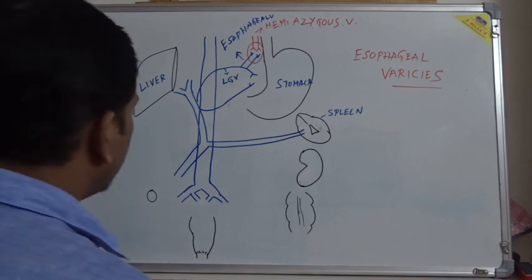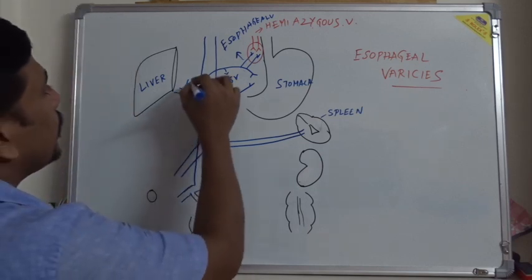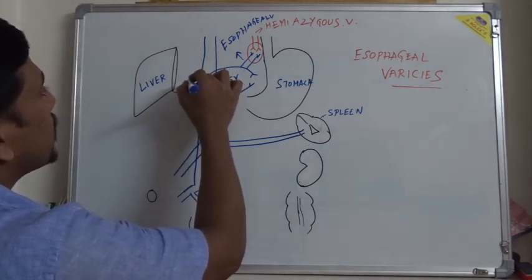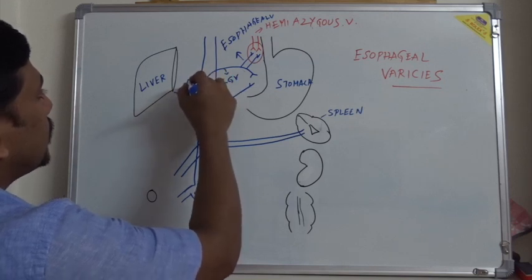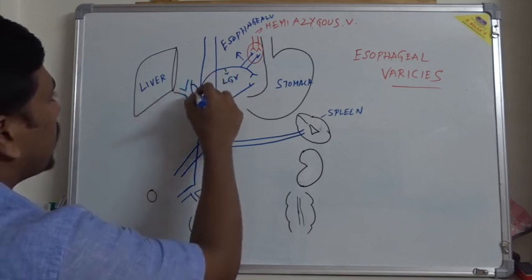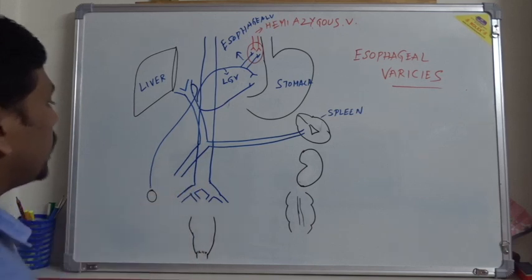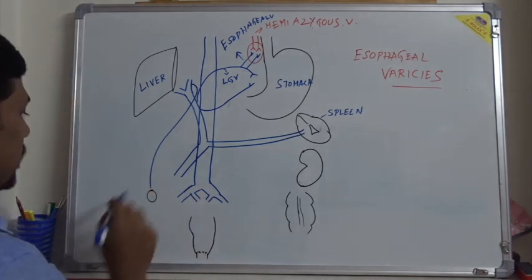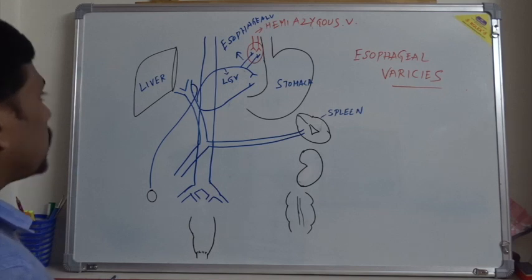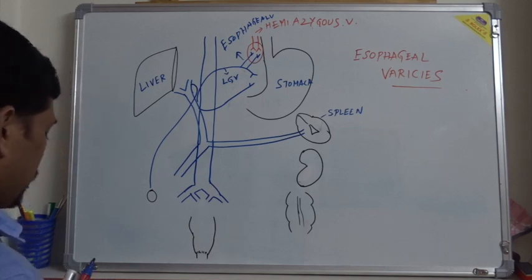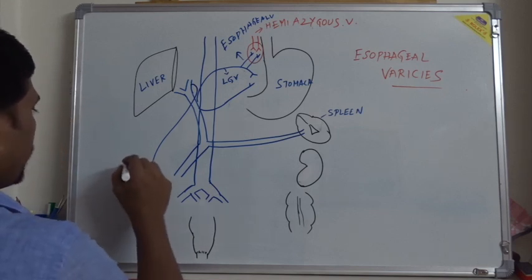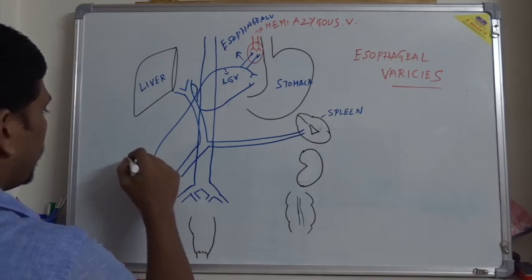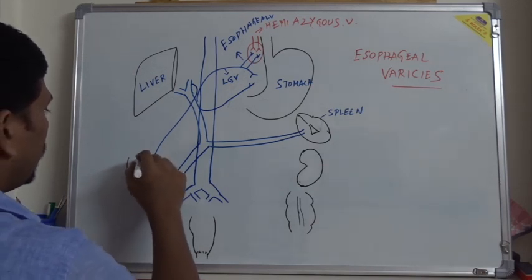The second one here is the left branch of the portal vein, through which the paraumbilical veins will be draining. These paraumbilical veins, which drain to the left gastric vein, get anastomosed with the paraumbilical or anterior abdominal wall veins around the umbilicus.